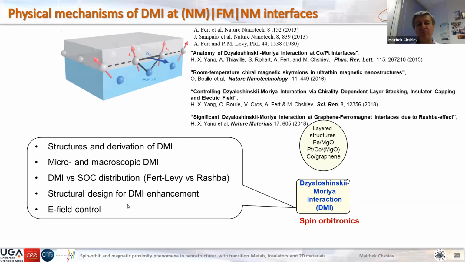And here is the outline of this part on the Dzyaloshinskii-Moriya interaction. Especially what I will try to do is demonstrate to you the so-called Fert-Levy versus Rashba mechanism of the Dzyaloshinskii-Moriya interaction, which we were able to identify.